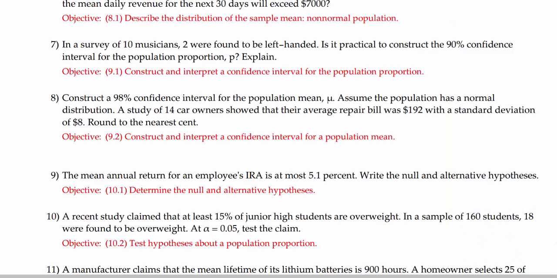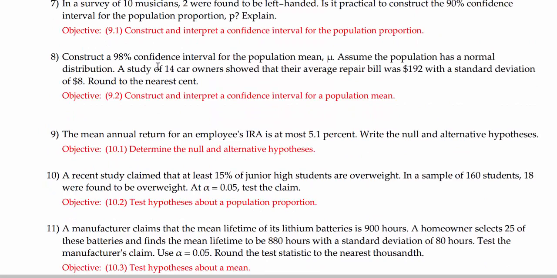Okay, number 7. In a survey of 10 musicians, 2 were found to be left-handed. Is it practical to construct a 90% confidence interval for the population proportion P? Explain. Well, if you find a P hat here, P hat is 2 over 10, which is 1 over 5, which is 0.2. And Q hat, which is 1 minus P hat, is 0.8. In order to be able to construct a 90% confidence interval for the proportion, you must have n times P hat times Q hat greater than 10. Well, n is 10. If you multiply by P hat, which is 0.2, that gives you 2. And if you multiply 2 by 0.8, which is Q hat, that gives you 1.6. Well, 1.6 is not bigger than 10, so it's not practical. Okay. But if I ask you in a question to construct a 90% interval, you don't even need to test that because I'm assuming that the conditions are met.